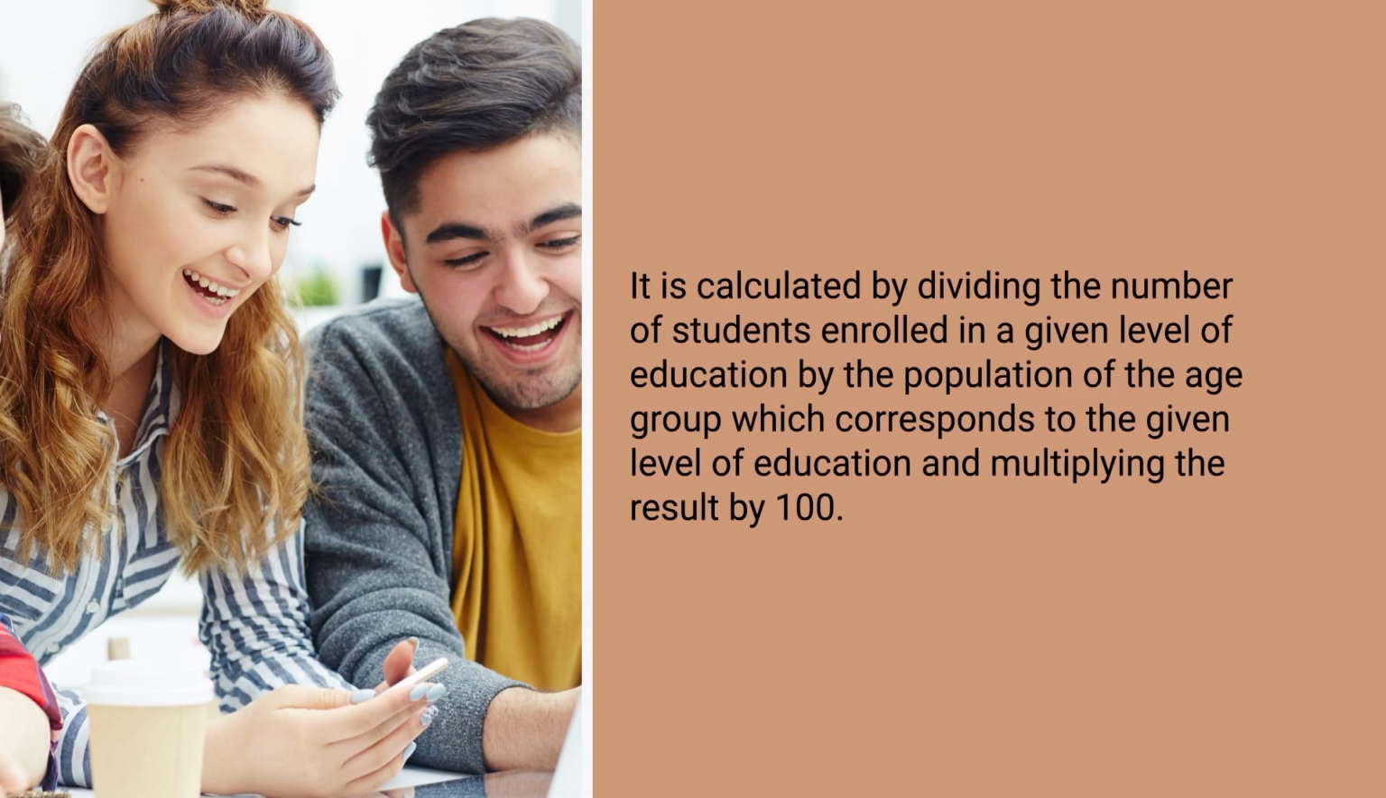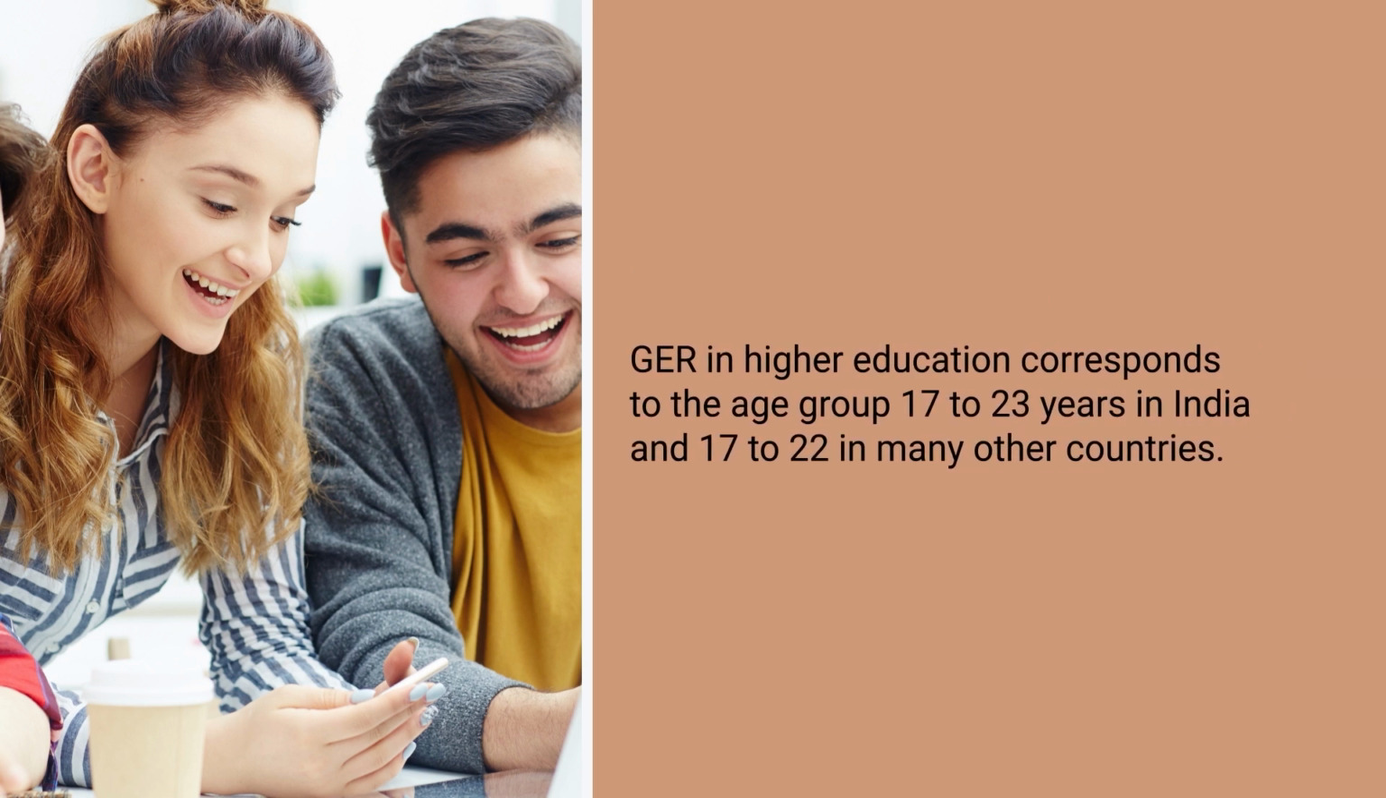Generally, it is calculated by dividing the number of students enrolled in a given level of education by the population of the age group, which corresponds to the given level of education, and multiplying the result by 100. So, in our country, we calculate the gross enrollment ratio in higher education in terms of the actual age group that should have ideally been in higher education, namely 17 years to 23 years.